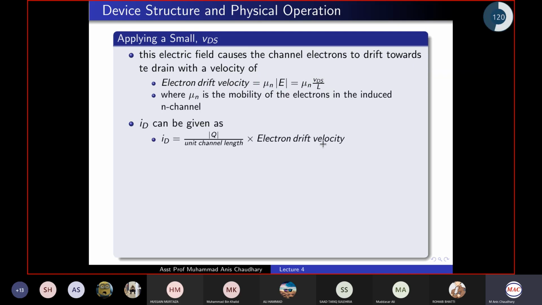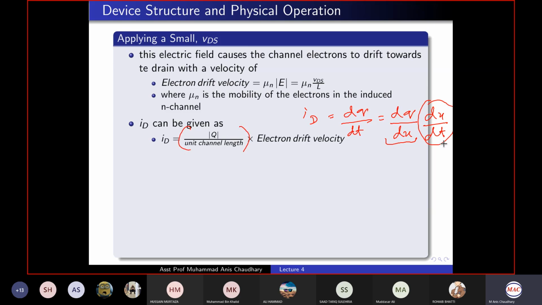So current can be written as ID, since ID is equal to dq divided by dt, or it can be written by chain rule as dq by dx times dx by dt, with dq by dx being charge per unit length, and dx by dt being the velocity, the electron drift velocity, because here we are talking about the drift current.